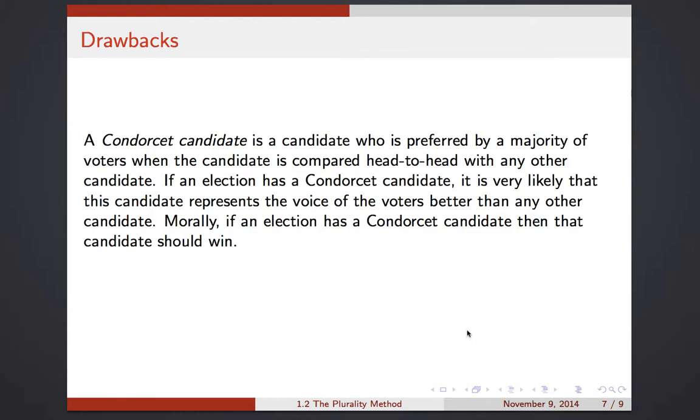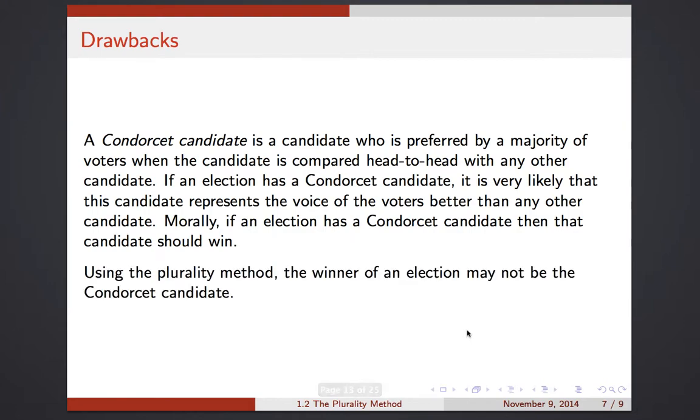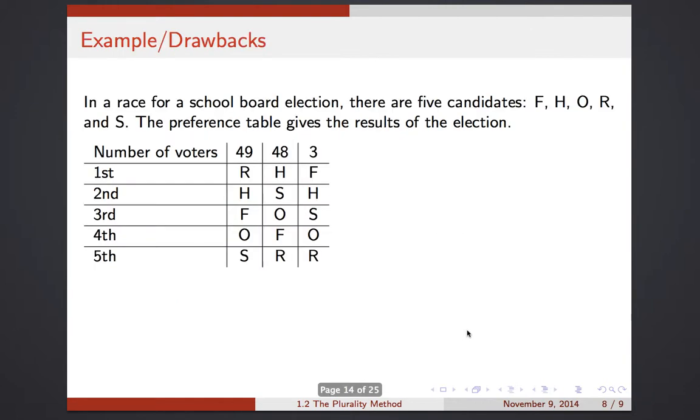And so if your election has one of these guys, it's very likely that this candidate actually represents the voice of the voters better than anybody else because he wins head-to-head compared to anybody else. So morally speaking, in a perfect world, Condorcet candidates should win an election, right? If they represent the people the best, I suppose they should win. But using the plurality method, you'll encounter this all the time. Condorcet candidates lose. Not always, but sometimes.